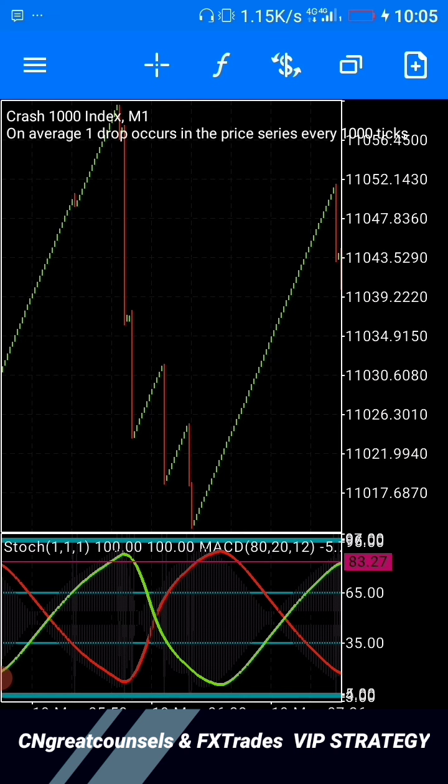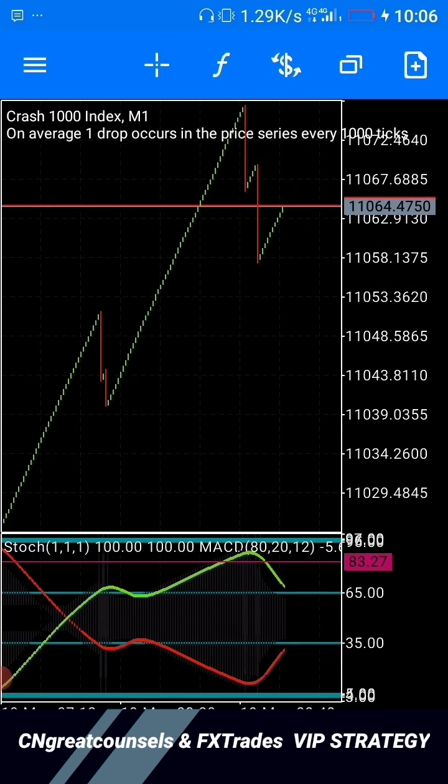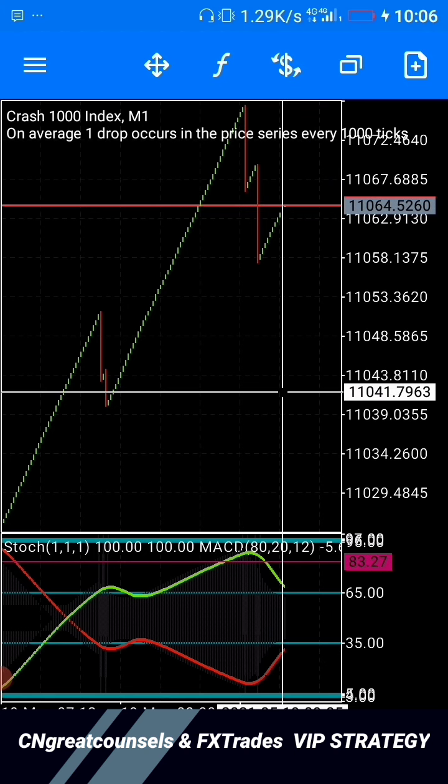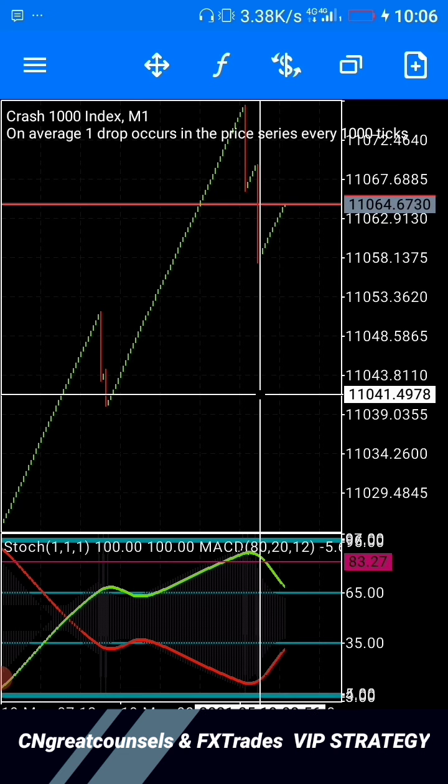Okay, now to buy on crash, okay, you are going to be looking at this dollar sign because that is where your most current market position will always be, okay? And then at that point, our green loop or MACD signal line must always be there at that point, okay?